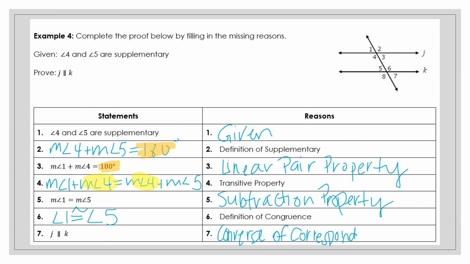And I may not have room to write postulate, but I'll do my best. Because that one's a postulate, if we can get down to corresponding angles being congruent, then that's going to allow us to prove the theorem we're trying to prove. Remember, postulates are used to prove theorems.